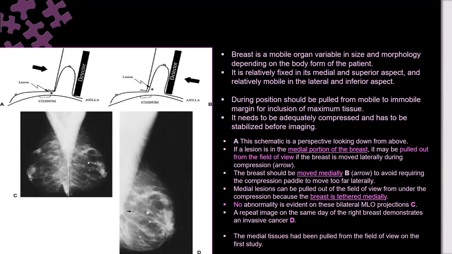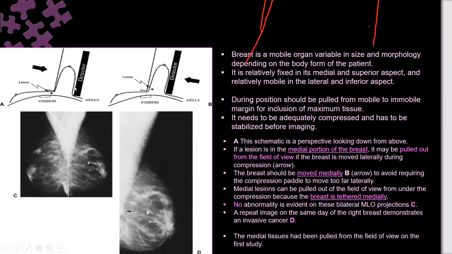As we said while positioning, we have to move the breast from the mobile to the immobile regions. There are a lot of red lines coming from the dean. While positioning for mammography, we have to move it from the mobile, lower and lateral portion, into the medial and superior.